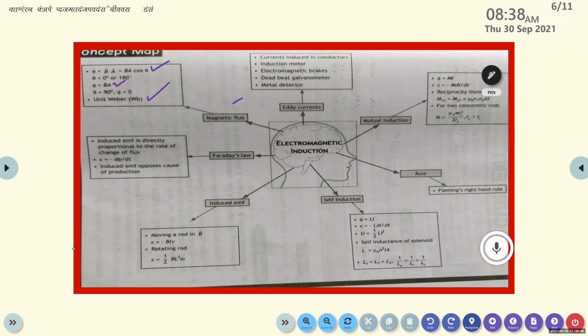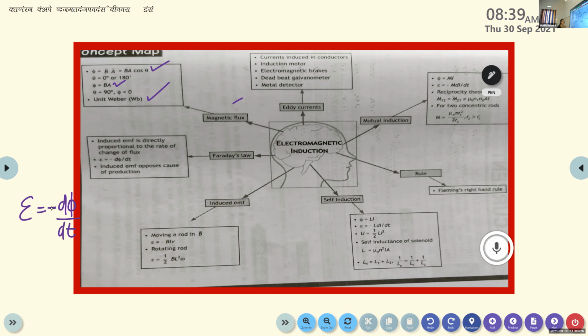The magnitude of induced EMF in a circuit is equal to the rate of change of magnetic flux through the circuit. Okay, the induced EMF in a circuit is proportional to the rate of change of magnetic flux in the circuit. It is given by E is equal to minus d phi by dt. The rate of change of magnetic flux associated with a circuit gives the induced EMF. And this negative sign that we can see in Faraday's law is better explained by Lenz's law of electromagnetic induction.